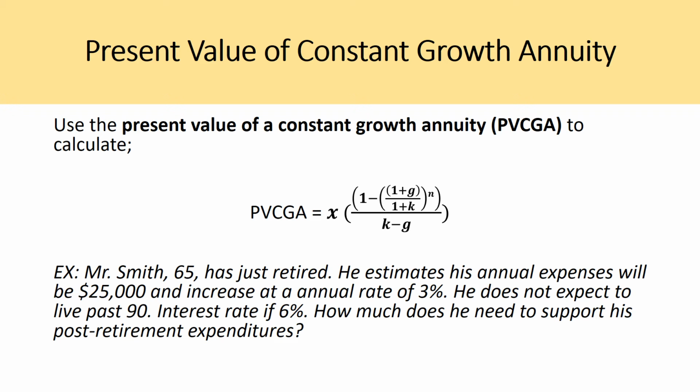Okay, so now the opposite is the present value. To calculate the present value, you use the present value of a constant growth annuity, the PVCGA, and the formula is as follows. X is our initial starting annuity payment. Then we multiply that by 1 minus (1 plus G divided by 1 plus K) raised to the power of N, all divided by K minus G.